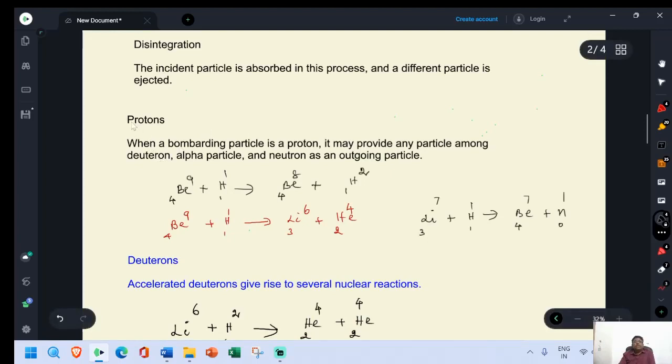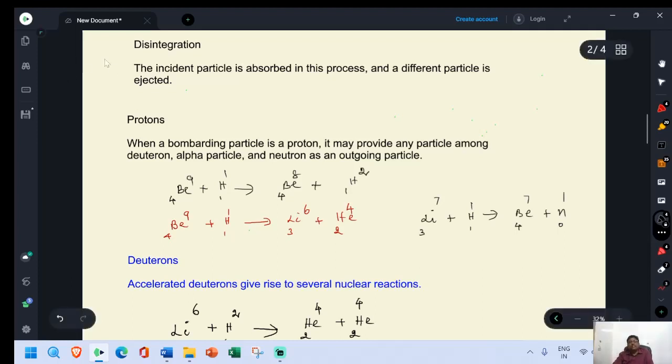See here, if the proton is a projectile particle, we can get deuteron, alpha particle and a neutron as an outgoing particle. In this nuclear reaction, the proton is a projectile particle, deuteron is the outgoing particle. Here proton is the incoming particle, the outgoing particle is an alpha particle. Here proton is the incoming particle, neutron is an outgoing particle. So this type of nuclear reaction comes under the category of disintegration.